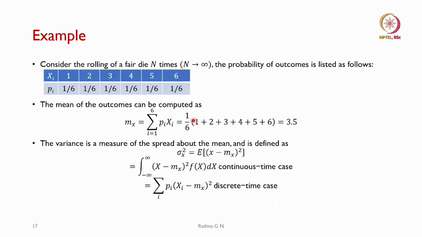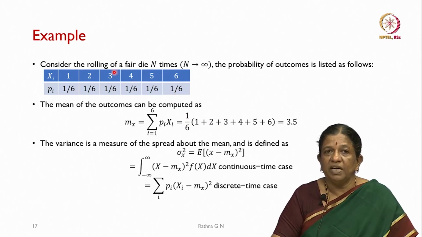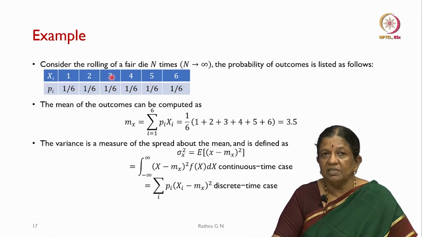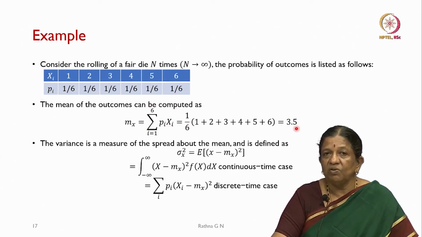As an example, consider rolling a fair die n times, where n can be up to infinity. What will be the probability of an outcome? We are taking 6 outcomes, and our probability is 1 by 6 in all the cases. In this case the mean is calculated as mx is the sum of pi into xi, which is going to be 3.5.